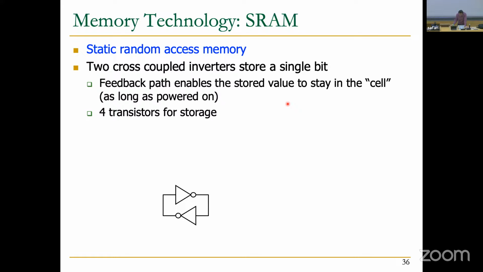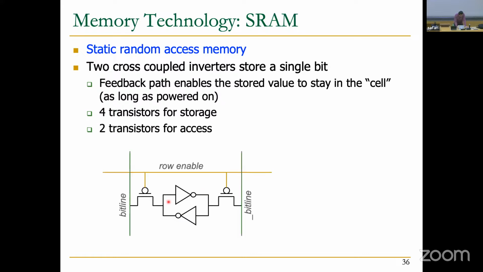You have two cross-coupled inverters to store a single bit. You have this feedback path here between these two cross-coupled inverters that will allow the value to stay in the cell as long as there's power. You have 4 transistors for storage, 4 transistors because each inverter here requires 2, and then 2 transistors for access. You connect the single cell to both bit lines, two bit lines here, and that allows differential sensing, I will say just low latency differential sensing. So I will say that this performs better than DRAM in terms of latency.